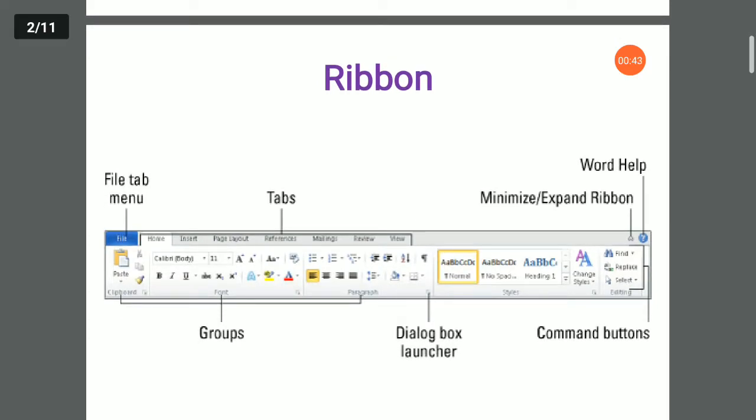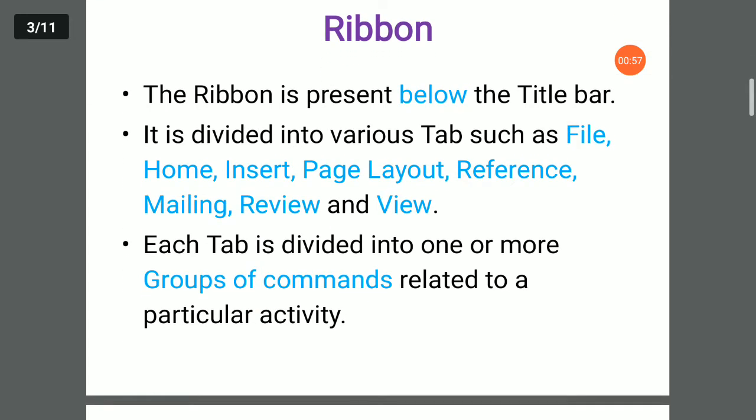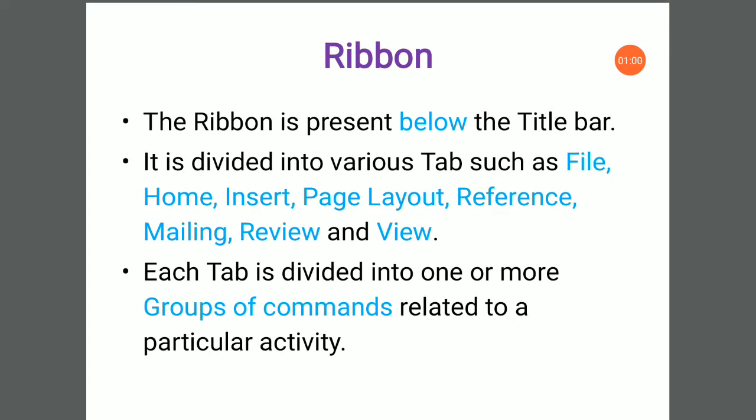Ribbon. You can see the ribbon on the screen. The ribbon is there below the title bar. So many tabs are there. Some groups of commands are there on the ribbon. Fine, let's discuss. The ribbon is present below the title bar. It is divided into various tabs such as File, Home, Insert, Page Layout, Reference, Mailing, Review and View. Each tab is divided into one or more groups of commands related to a particular activity. Okay?